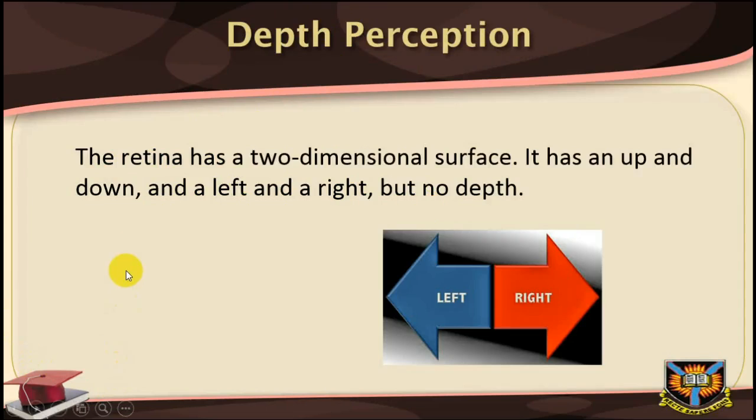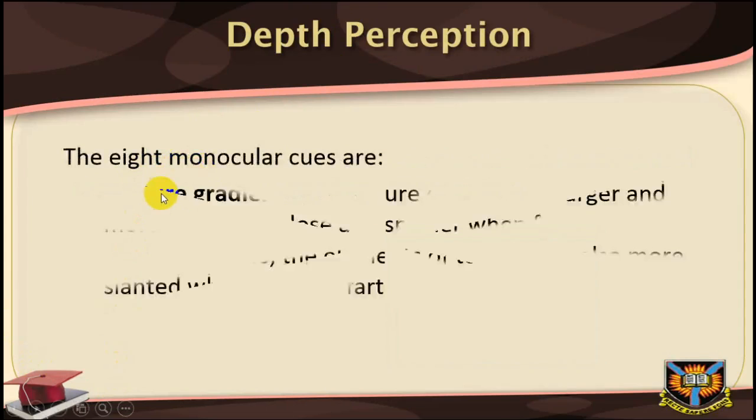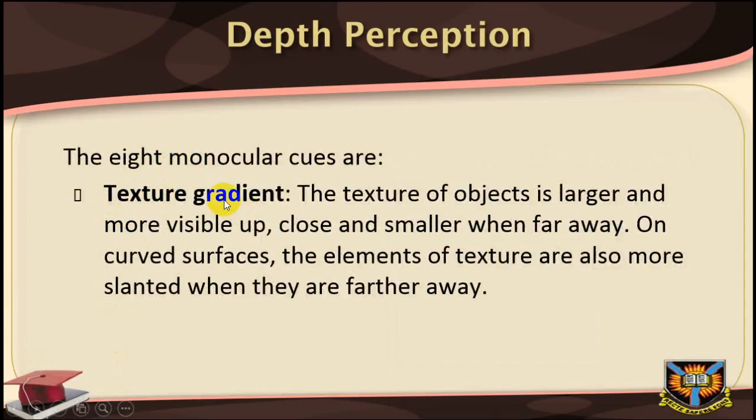The 8 monocular cues are: texture gradient. The texture of objects is larger and more visible up close and smaller when far away. On curved surfaces, the elements of texture are also more slanted when they are further away.